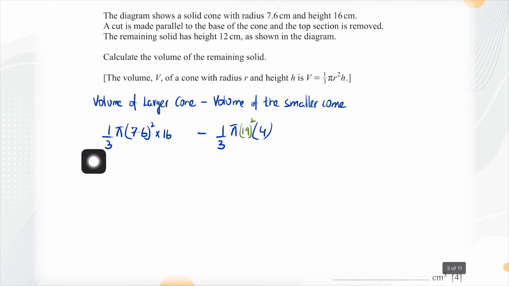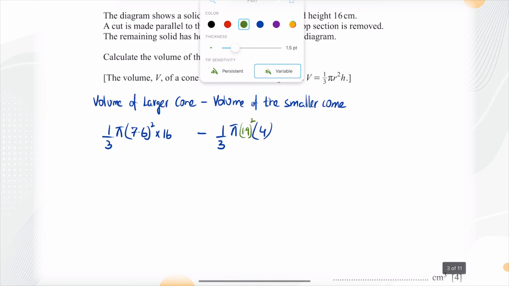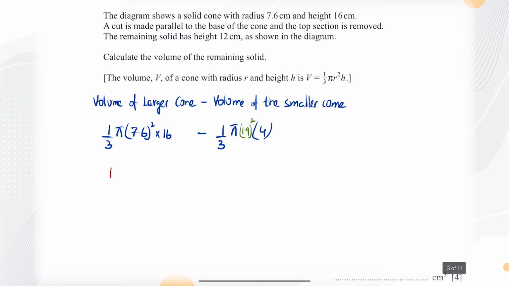So in both these, just to make your life easy, you don't really have to do this, but it's one of those things that are good to know. Both of them have 1 upon 3 pi common, obviously, because they're both cones. So in my calculator I will just work out this part, 7.6 square into 16 minus 1.9 square into 4, and then once I have that, I'll simply multiply it by 1 upon 3 pi. That way I don't have to write 1 upon 3 pi again and again, so I'll save a few seconds over there.